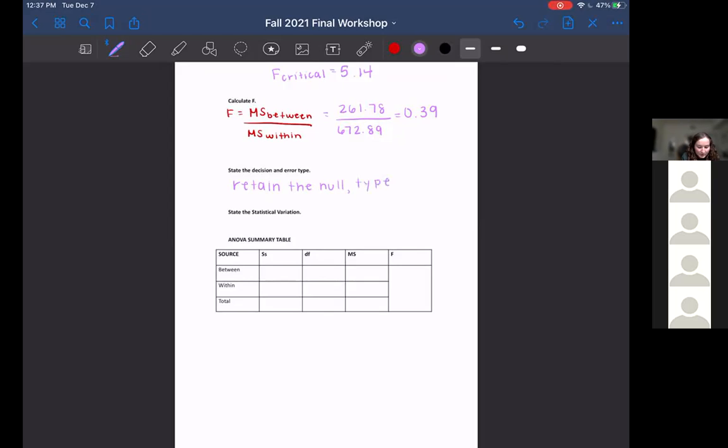Can anyone tell me why we should retain the null? Because the number you got is smaller than the F critical. Yes, perfect. Thank you. Okay, does anyone have any questions on that? No? Okay. So let's write our statistical verification. Why is it type 2? So anytime you retain the null, you have the possibility of a type 2 error. So it's going to be the same every time. So retain goes with type 2 and reject goes with type 1 every time.